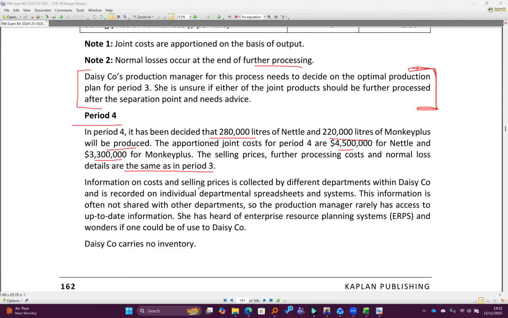And they are saying information on cost and selling prices is collected by different departments within the ACCA and is coded on individual departmental spreadsheets and systems. It is often not shared with other departments, so the production manager rarely has access to up-to-date information. She has heard of the ERP and wonders if one could be of use.